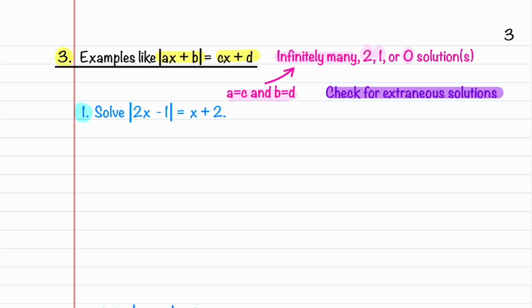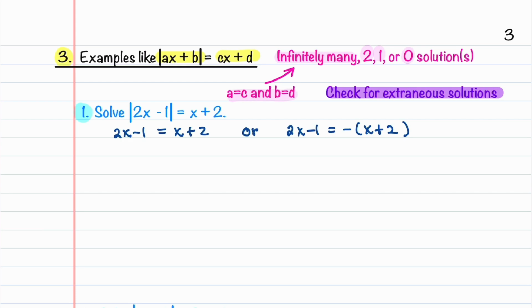Let's start with our first example. We're going to do it just like we've done all the other examples in this video. We're going to break it up into two pieces. Our first piece is going to be 2x minus 1 is equal to x plus 2. And then our second piece is going to be 2x minus 1 is equal to minus x plus 2.